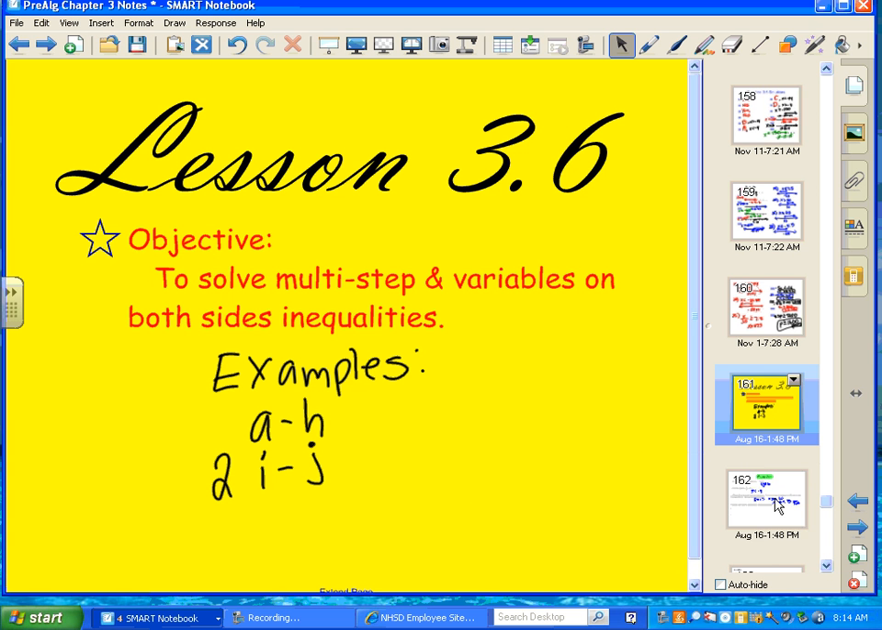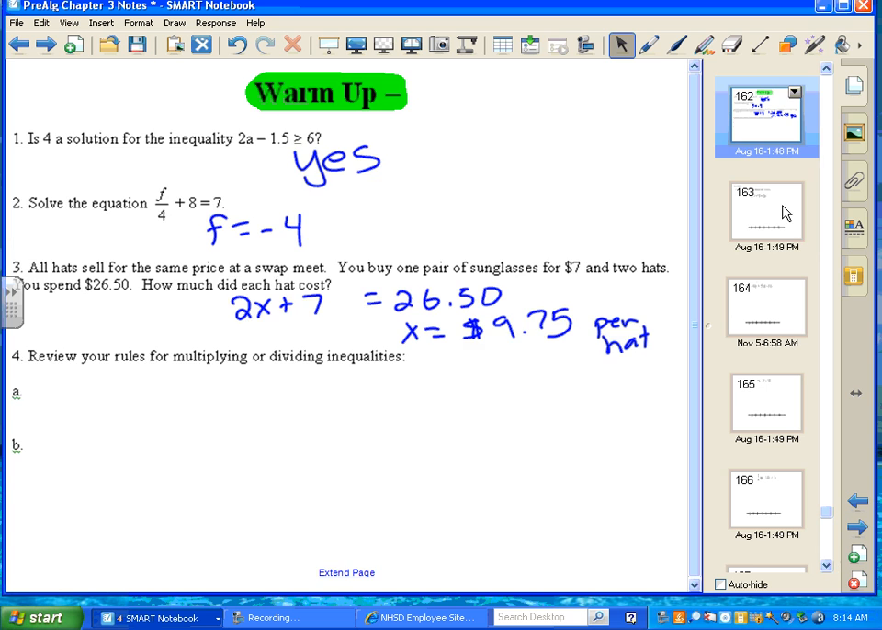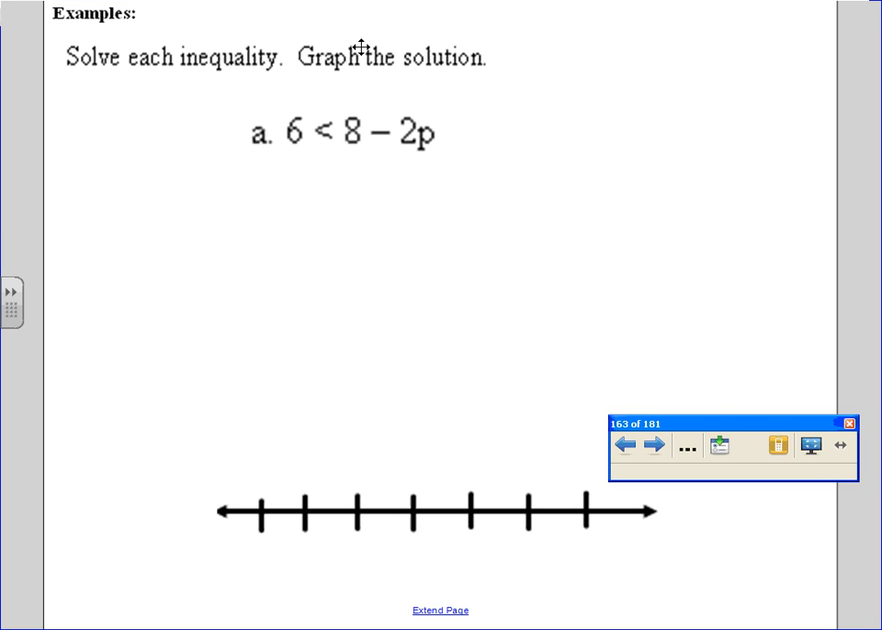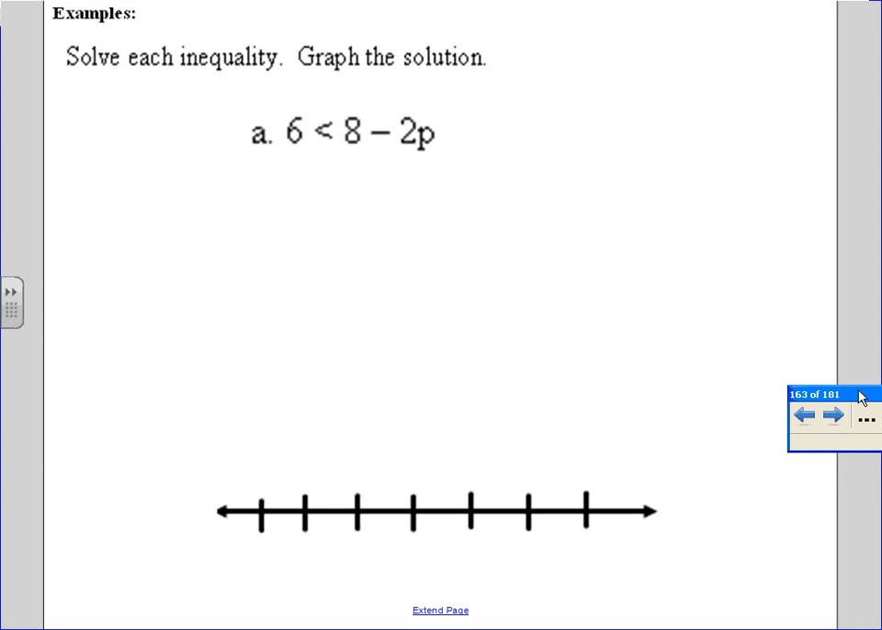Okay, so let's go over the answers that you guys just worked on. And remember, any questions, let me know. Okay, Charles, what did you and Annalise get for letter A? Okay, what does the graph look like?